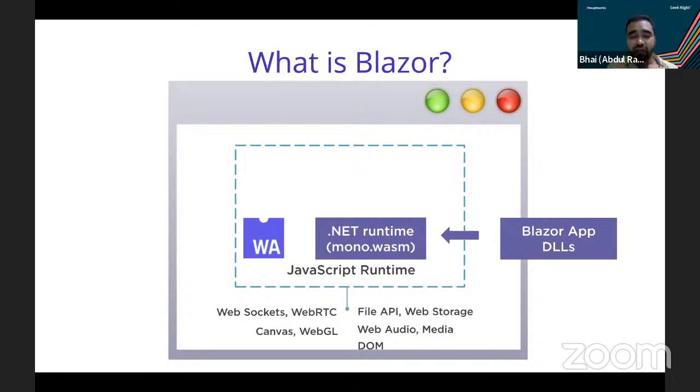We have access to all the JavaScript based APIs, like browser-based APIs that are accessible with JavaScript, like WebSockets, Canvas, File API, Web Storage, and the DOM to update. We'll also have access to JavaScript using JavaScript interop, which means we can call JavaScript code from C#, or we can call C# code from JavaScript. Pretty cool, right? So great to be a Blazor developer.